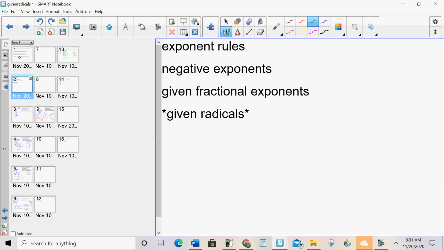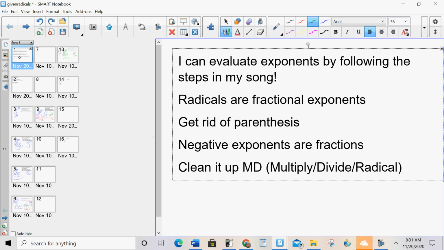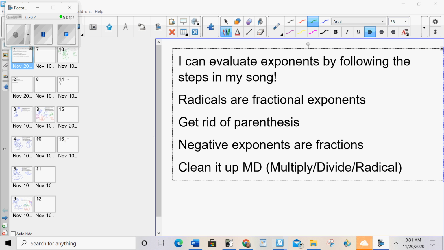Again, I can evaluate exponents by following the steps in my song. Radicals are fractional exponents. Get rid of parentheses, then negative exponents are fractions, then clean it up. If you follow those steps, you're good to go. If you don't follow those steps, it's going to be a little messy. Have a great day. Your classwork/homework is to finish given radicals.